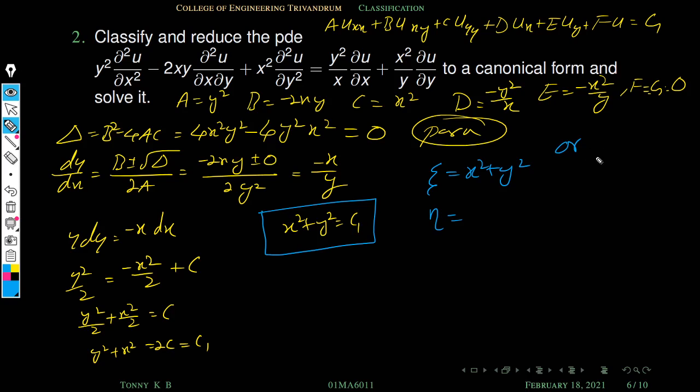Or you can choose eta in such a way that the Jacobian is not equal to 0. Okay, better, you can choose eta is not a multiple of x square plus y square. Can you give a function which is not a multiple of x square plus y square? x plus y, yes. x plus y is a function of xy. It is not a multiple of psi. So it is okay, you can choose eta like this, no problem.